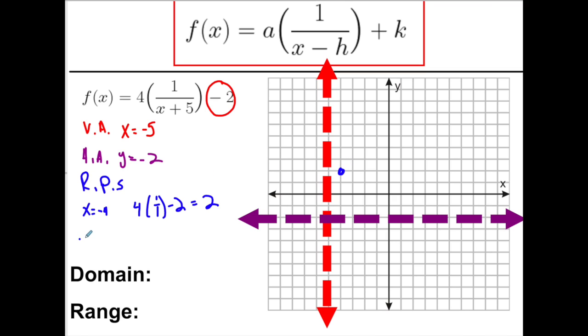And then I'm going to plug in negative 6, because negative 6 plus 5 is negative 1. So I get 4 times negative 1, which is negative 4, minus 2, which is negative 6. Okay, and then I'm just going to make myself a rough graph.